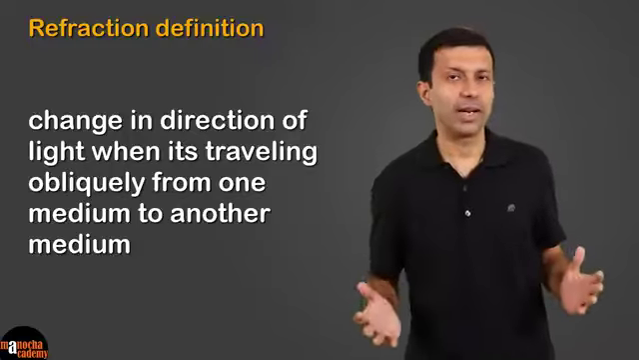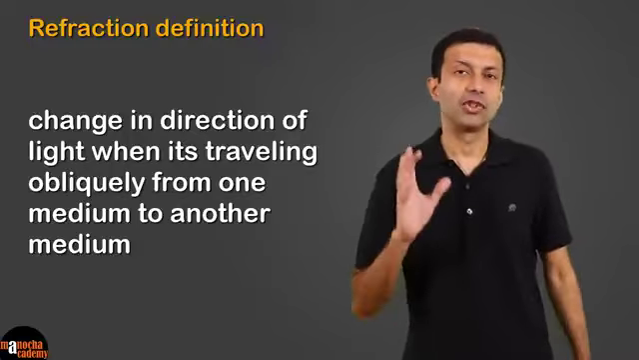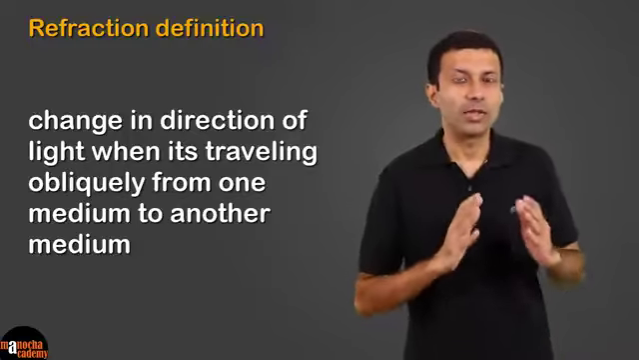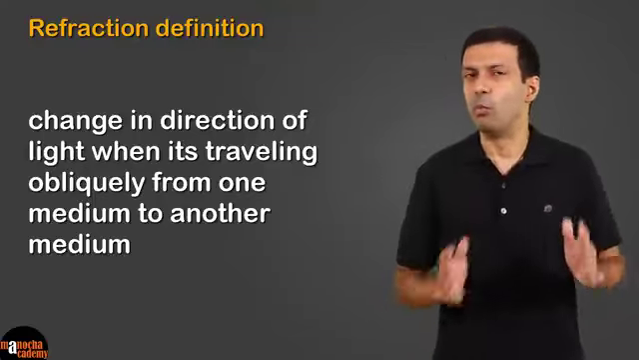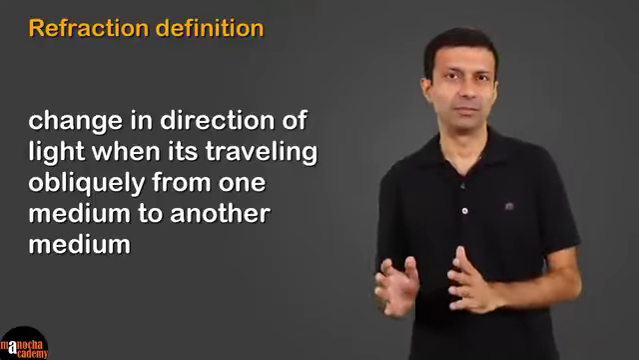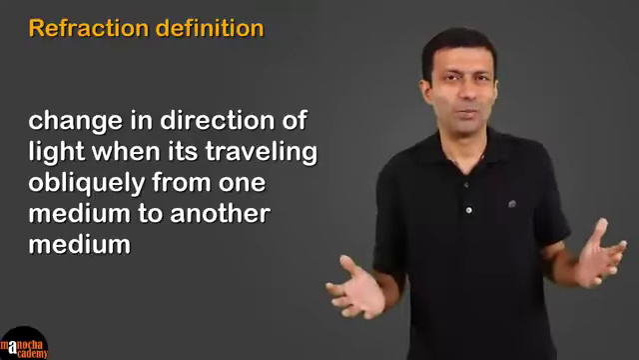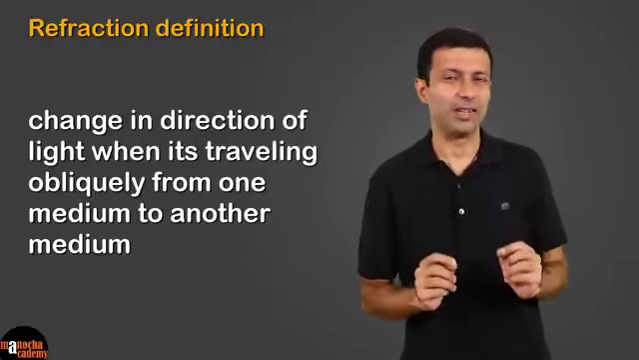So here's the fancy definition of refraction of light. Refraction of light is defined as the change in direction of light when it's traveling obliquely from one medium to another medium. So what does this all mean? Let's break it down here.